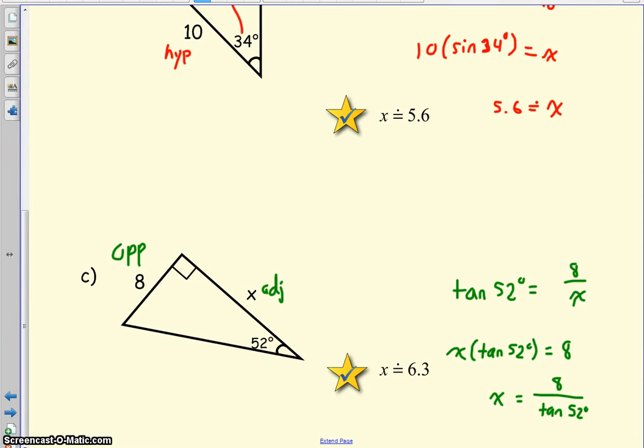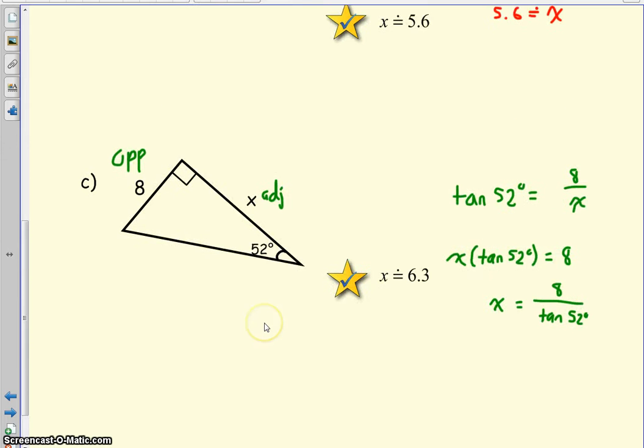Okay, and last but not least, with this last triangle here, with a given angle of 52 degrees, I have the opposite side. I'm looking for the adjacent side. So the ratio that involves both opposite and adjacent is the tan ratio. So the tan of 52 degrees is equal to 8, my opposite, divided by x, my adjacent. And once again, the setup is just algebra.